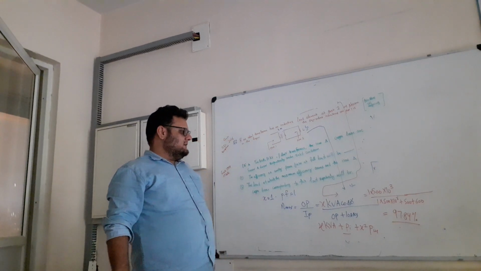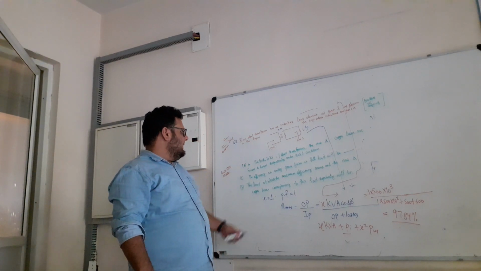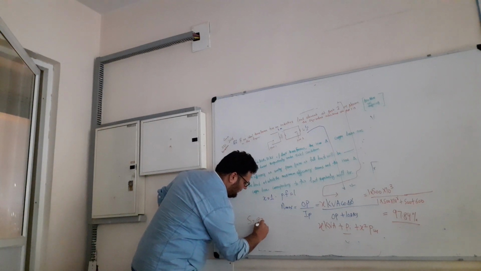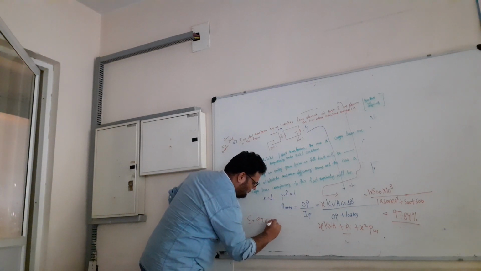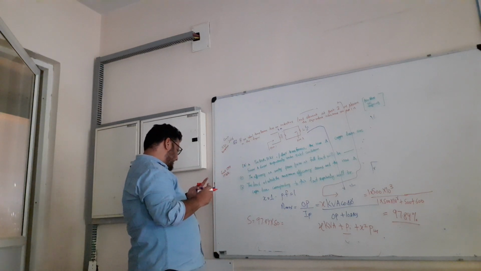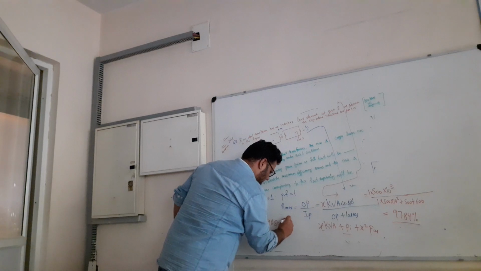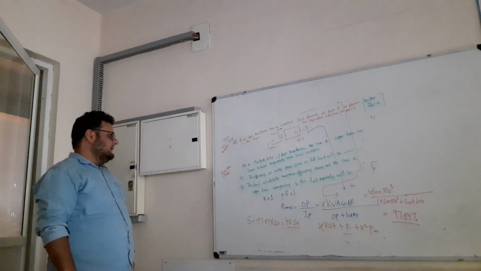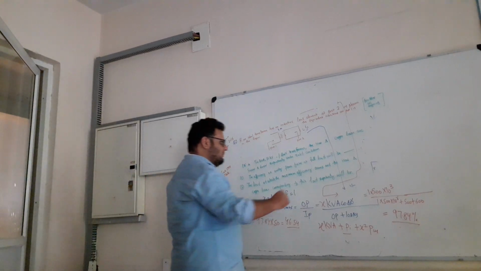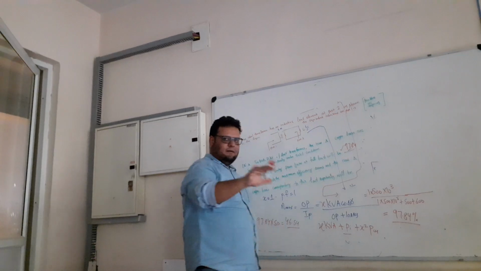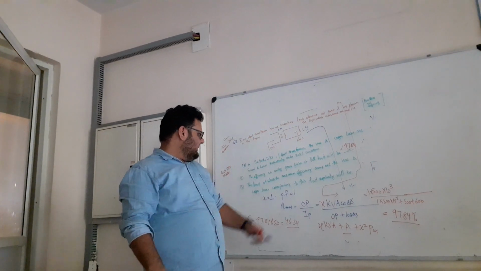So at this efficiency, what would be our rating of the machine? So the machine rating S would be 97.84 into 50, that comes around 46.54. Now the efficiency we calculated is 97.84, so this thing is done.